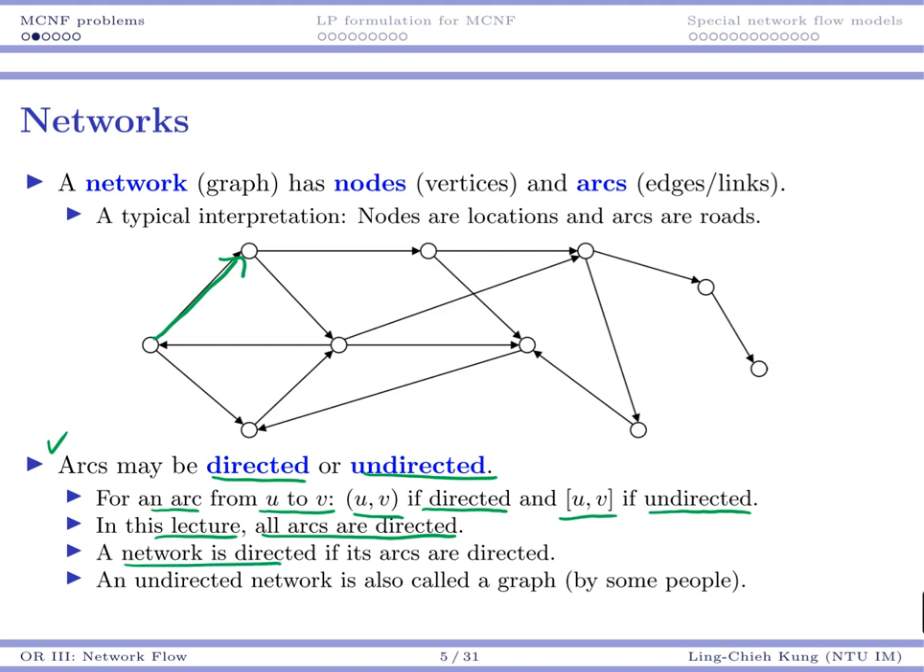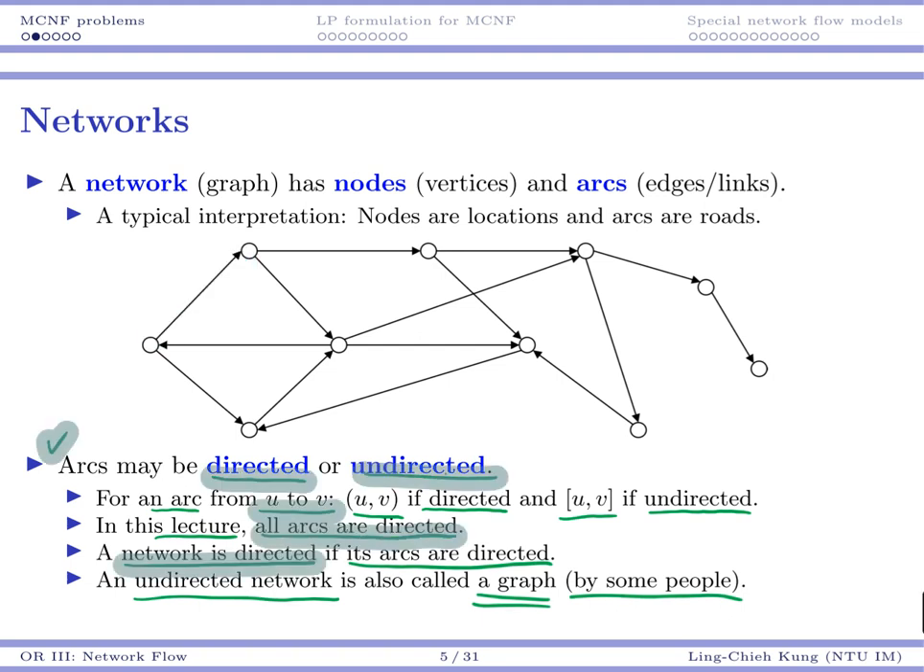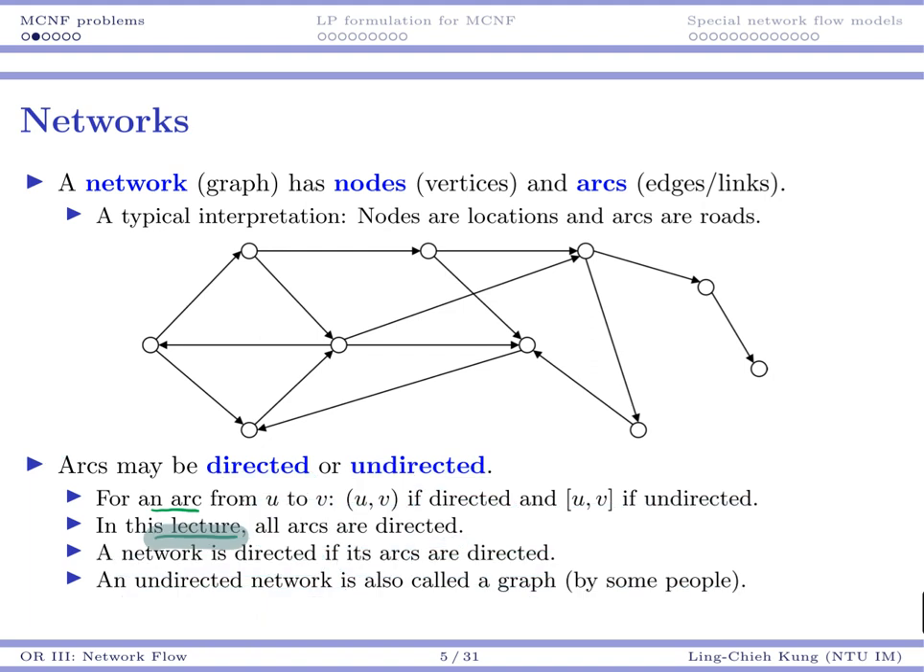So a network is directed if its arcs are directed. In this lecture, we talk about directed networks. An undirected network is called a graph by some people. For some people, a network is by nature a directed network, and a graph is an undirected network. I won't say all people use this kind of terminology, but sometimes you see it.